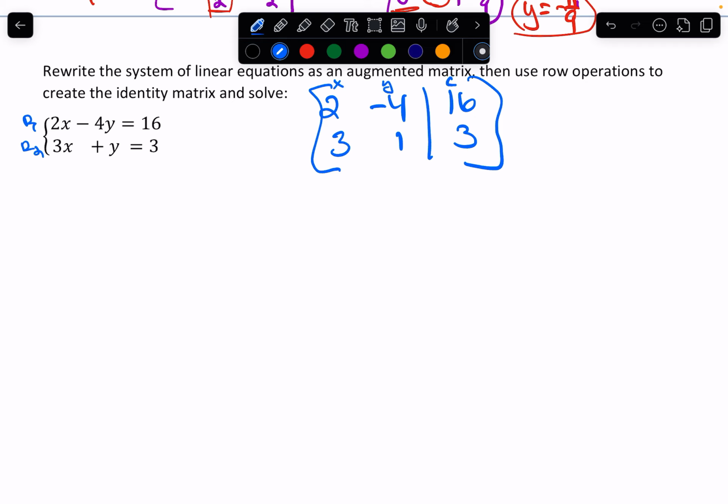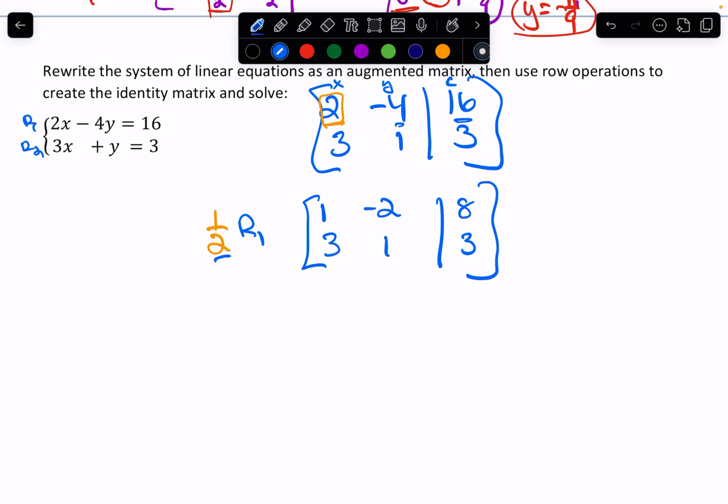Okay, our goal is to get this element right here as a 1. So what we want to do is multiply by the reciprocal, which is a half. So we're multiplying row 1 by a half. So half times 2 is going to be 1. Half times -4 is going to be -2. And half times 16 is 8. And our row 2 does not change.